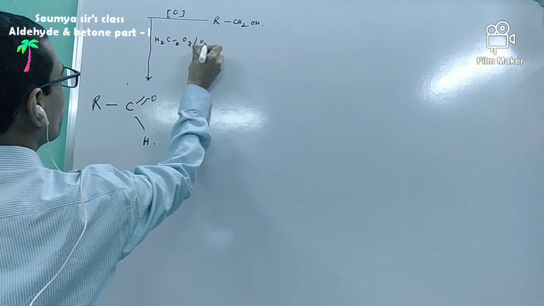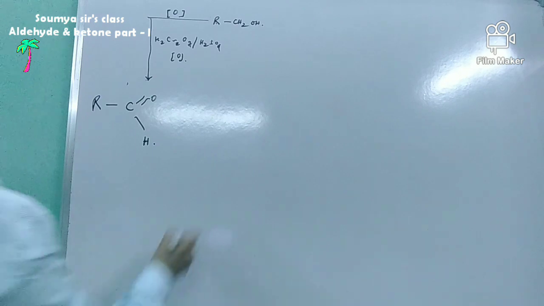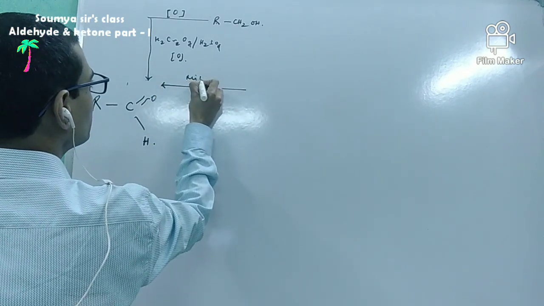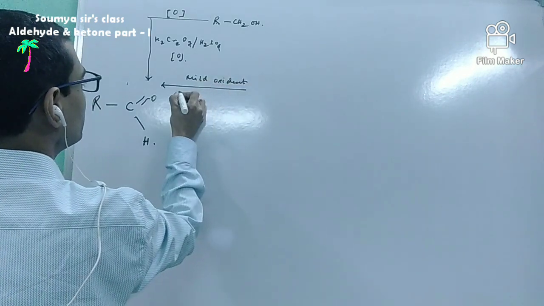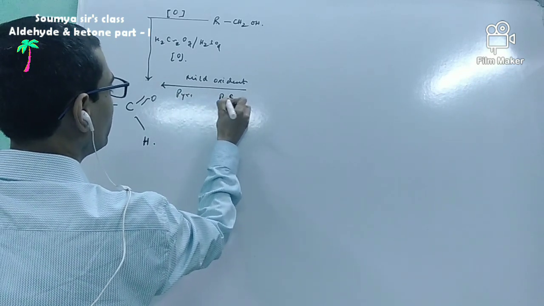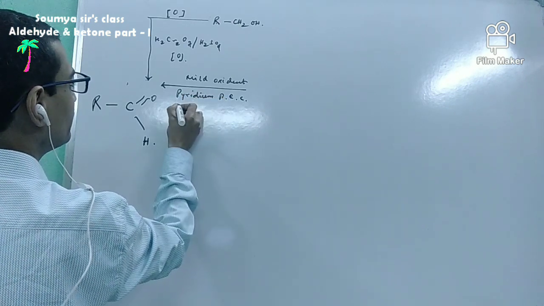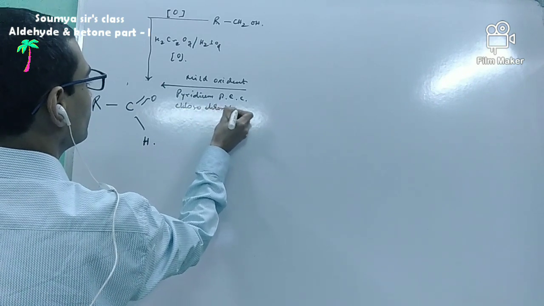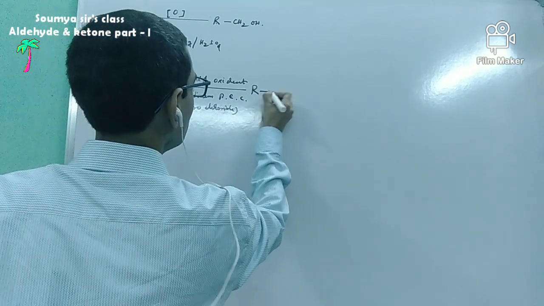Secondly, there is a mild oxidant, PCC. It's called actually PCC, pyridinium chlorochromate. So altogether we have come from 1 degree alcohol. This is also 1 degree alcohol.